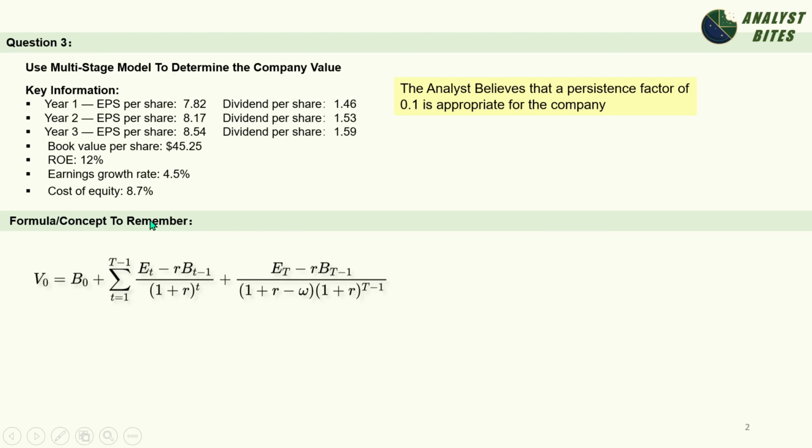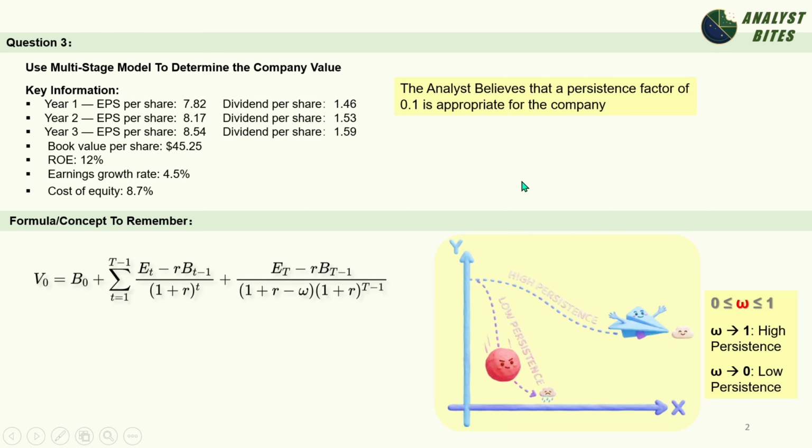This question continues from our last video. Look at the yellow highlight. It says the analyst believes that a persistence factor of 0.1 is appropriate. This introduces a key concept, the persistence factor. We call it omega. What is omega? It measures a company's ability to keep making excess returns. It's usually between 0 and 1.